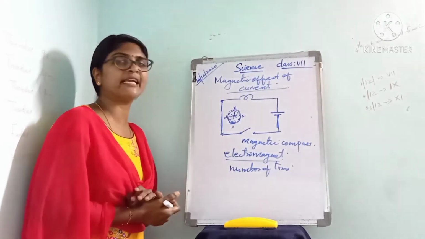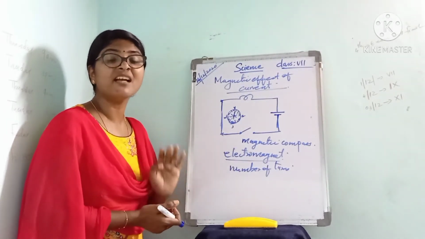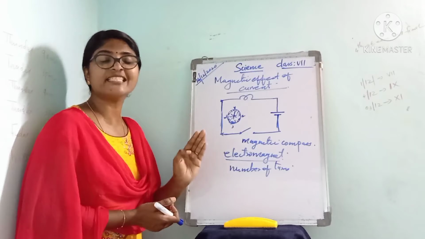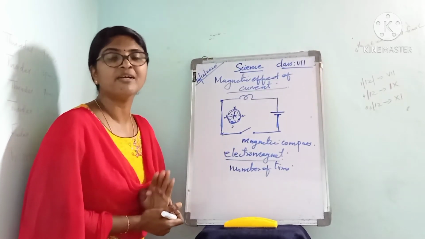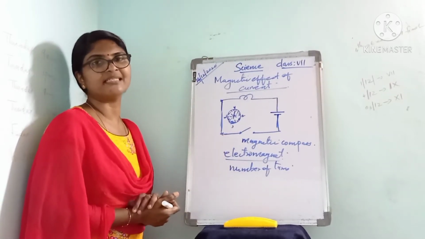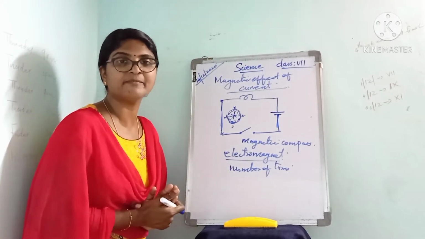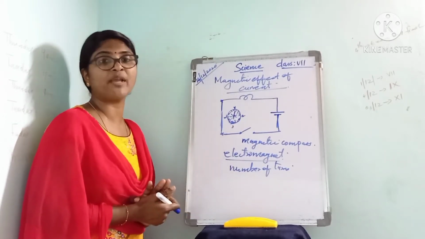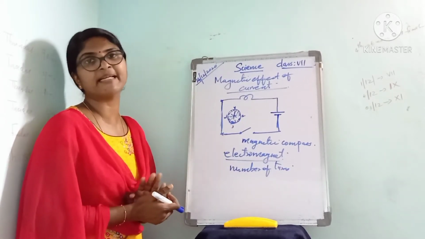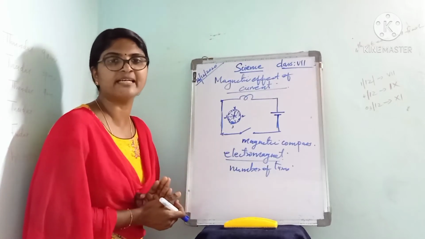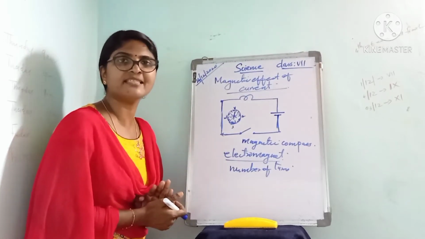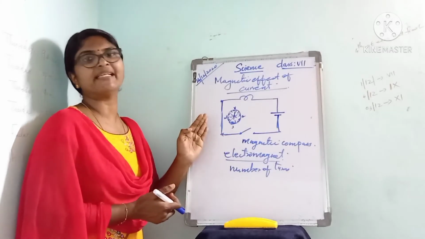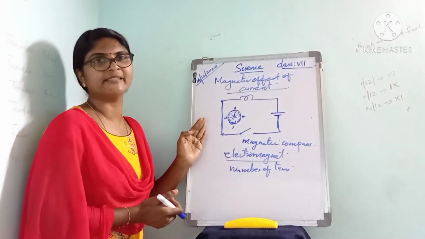What is the magnetic effect of current? A metal wire behaves like a magnet when electricity passes through it. This is called the magnetic effect of electric current, isn't it? Then what is meant by an electromagnet? If electricity is passed through a coil of wire, it becomes a temporary magnet. This is called what? Electromagnet. Okay, all of you got it? That is about the magnetic effect of electric current.